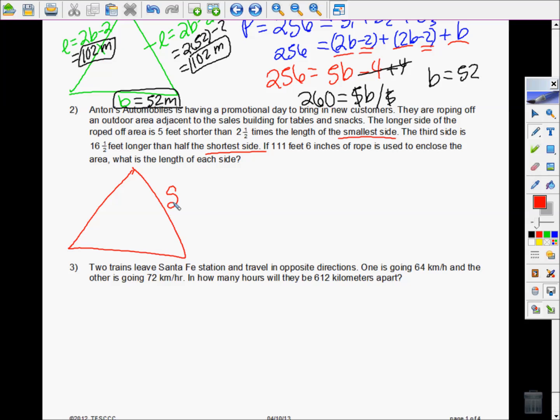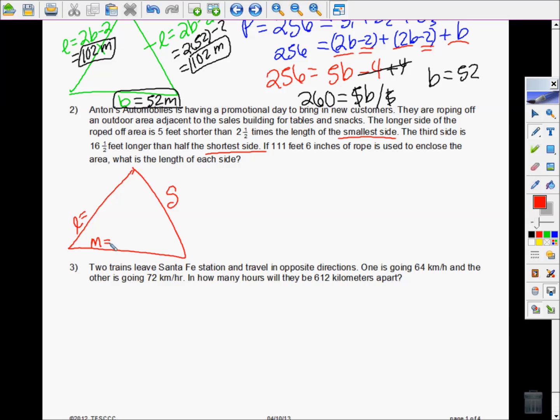So is it a scalene triangle? All right, so it's potentially a scalene triangle because all of the sides are different. So this is my small. Let's call this our long, and let's call this our medium.